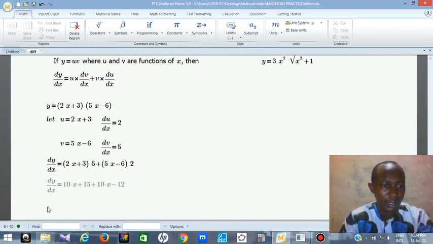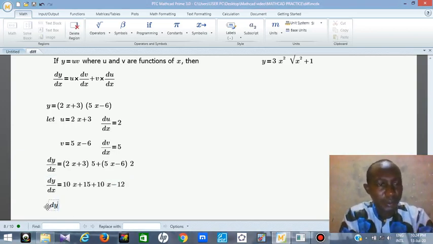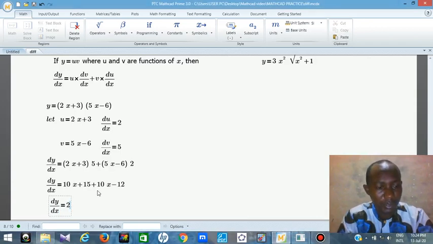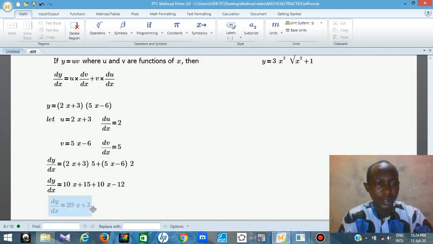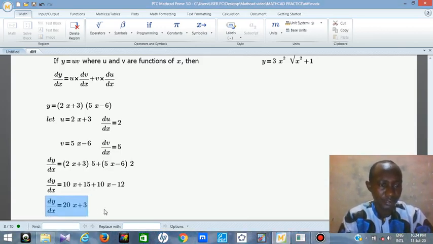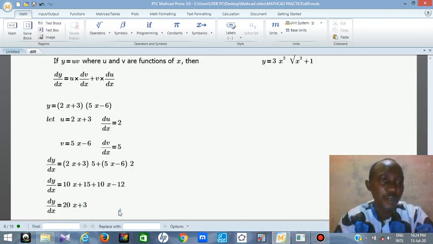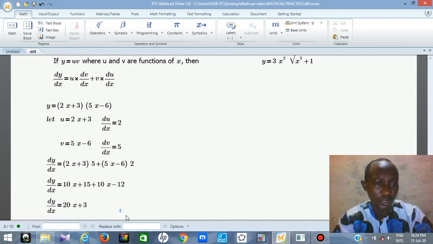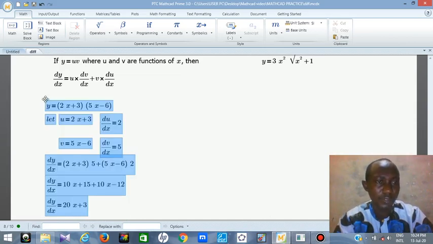And your final answer now, dy/dx, will be equal to 10x plus 10x, which gives us 20x, plus 15 minus 12, which gives us 3. So this is your answer for this question. That's how you use the product rule to differentiate a product of two functions. So take note of that.